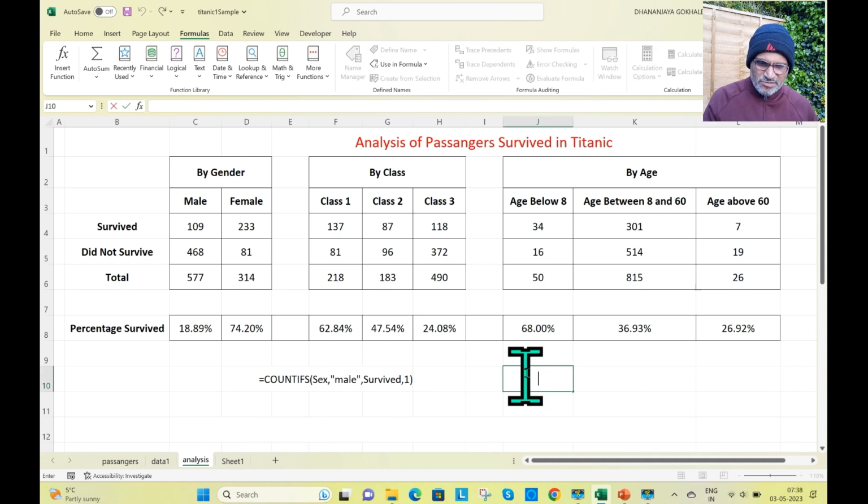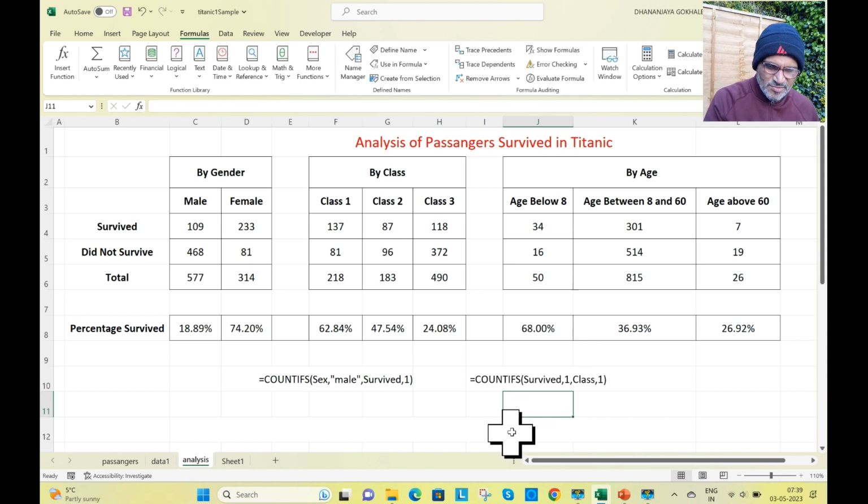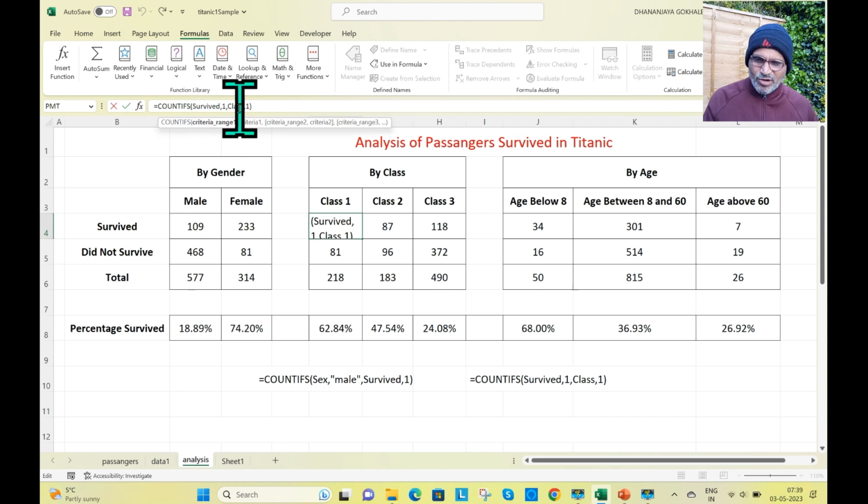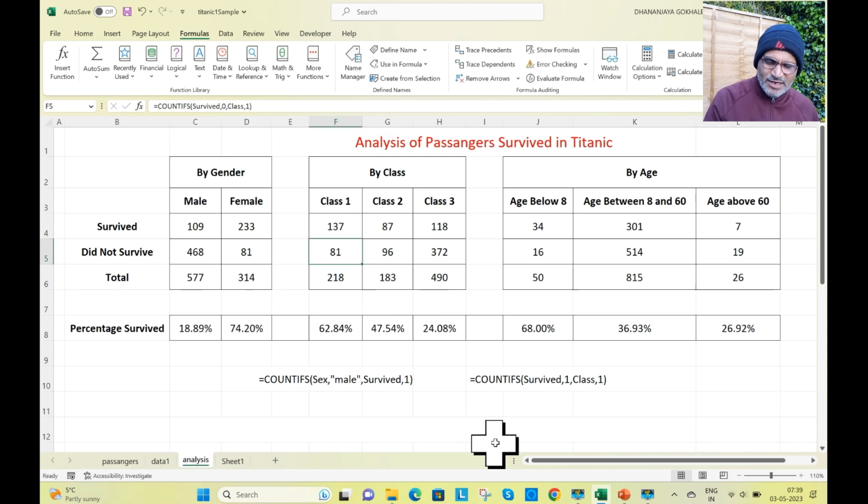Let me put it here. Again, here it is COUNTIFS. The first criteria range 1 is the survived column, and the criteria for that is 1. That means the person should have survived. The second criteria range is class, and the criteria is 1 because we are looking for class 1. That's all, right?